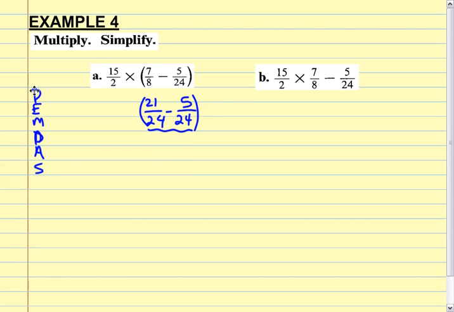Now, the stuff inside the parentheses, I'm putting those two together, and when I simplify them, I'm going to get 16 over 24. Now, before I multiply, I'm going to look to cancel, okay? I see that 2 goes into 2 and 16, so that's going to give me 1 and 8. I also see that 8 goes into 24, so 8 goes into 8 one time and into 24 3 times. I also see that 3 goes into 3 one time and into 15 5 times.